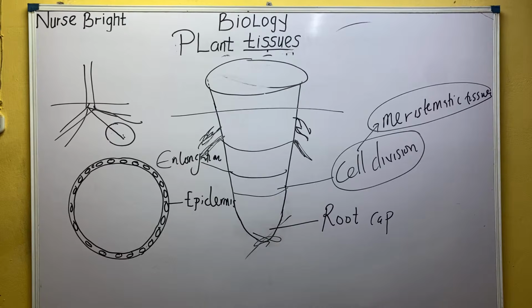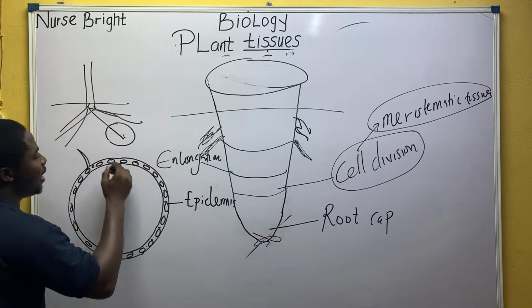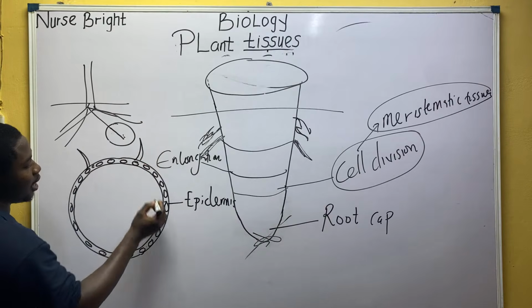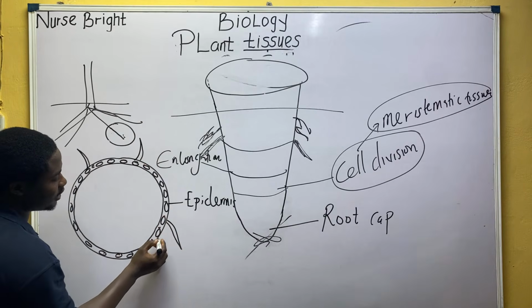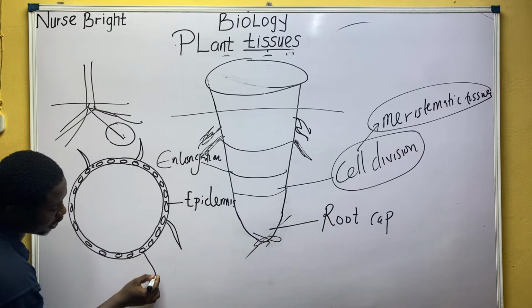Now pay attention. This part contains single layers of thin cells. Now note this. This epidermis, which is the outer layer, something grows out from it. Root hair grows out from this layer. I don't know if you see it on this diagram in your biology. Root hair grows out from this area. Very essential.